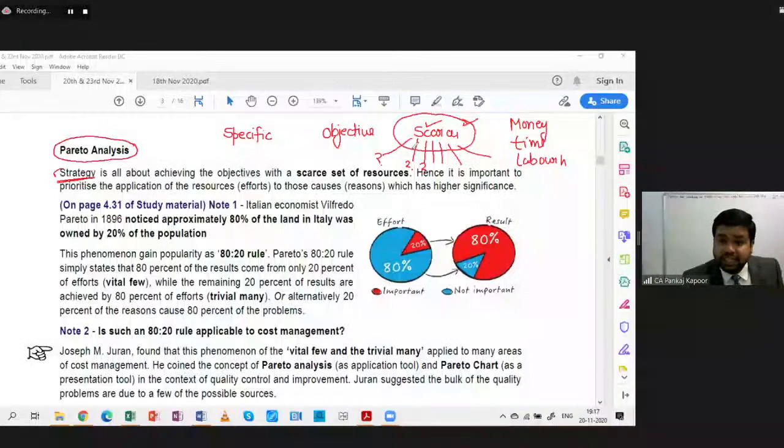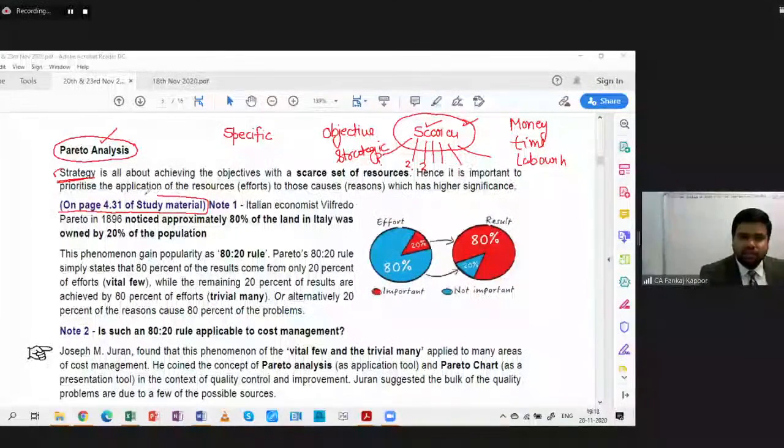In order to identify those issues which are strategic in nature, the concept we can use is Pareto analysis. Agreed? Friends, the first note and discussion under that is given on page number 4.31 of your study material. Why am I mentioning this? So that you can link these notes with your study material.